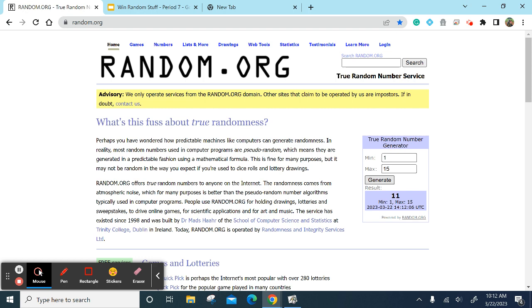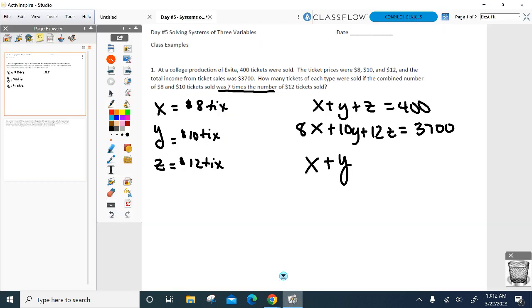What's the $12 tickets again? What variable was the $12 tickets? Z. 7 times that. What am I going to put in the middle here? The combined of 8 and 10 is 7 times the 12. Equal. There you go. Oh, that's tough. It's tough.